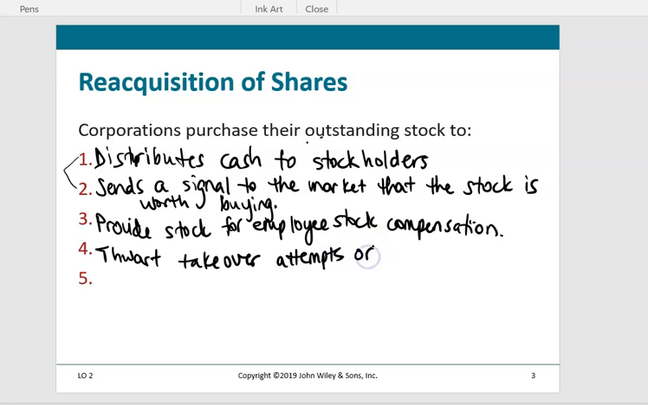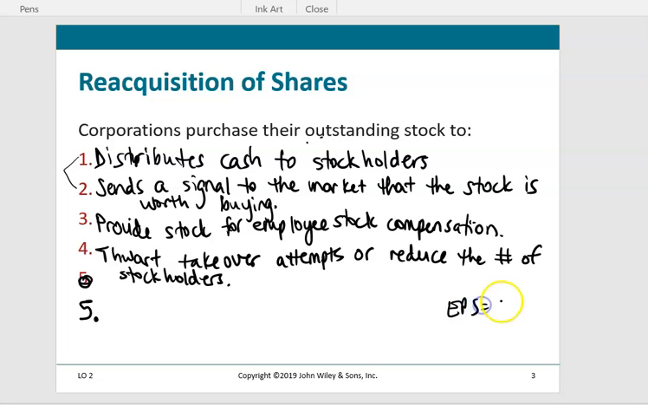Or to reduce the number of stockholders. Okay, let's put 5 down here. Item 5 relates somewhat to what we said in 1 and 2. How can we make our company look better? Well, remember we said earnings per share is one of the most commonly used, if not the most common metric of a company's performance. It's the company's income less any preferred dividends that were paid, divided by the number of common shares outstanding.